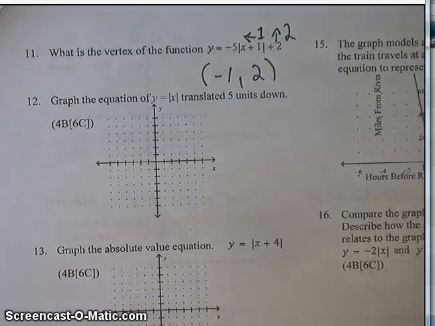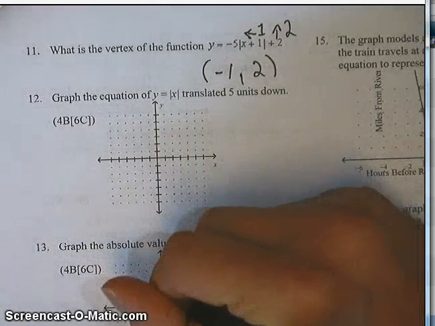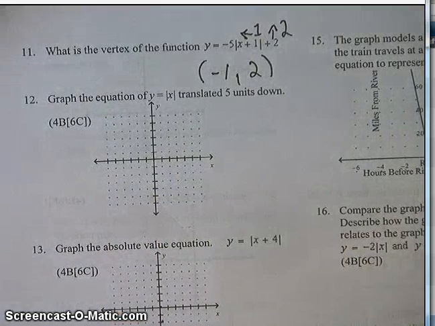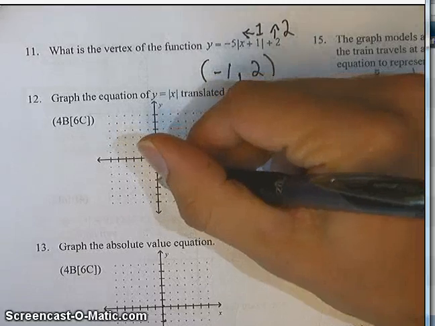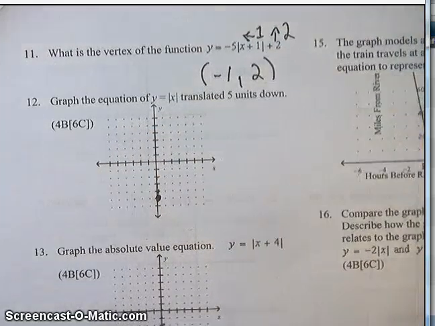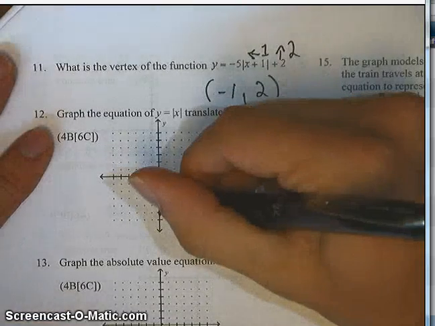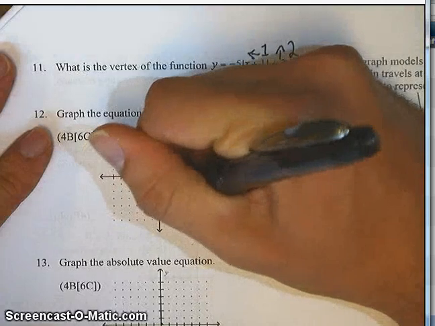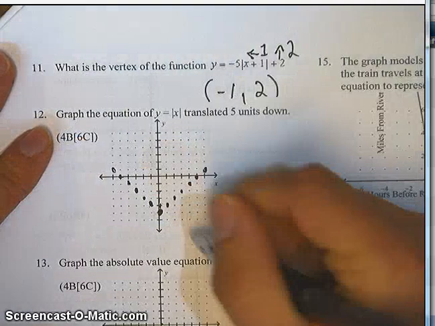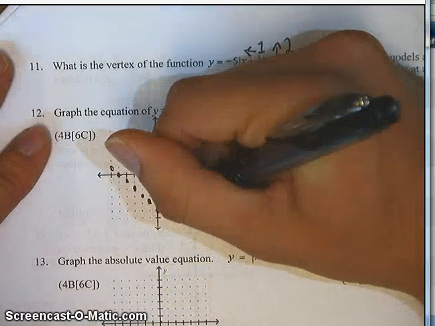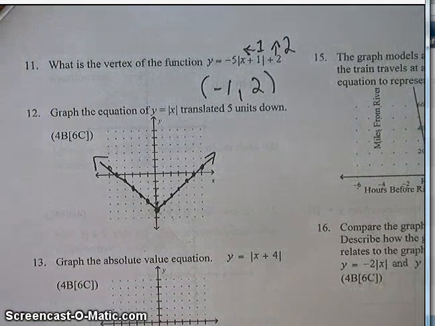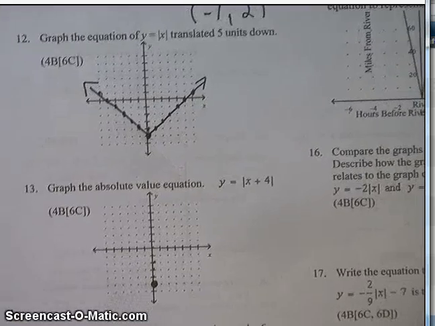Graph the function of the equation y equals absolute value of x translated 5 units down. So instead of starting at 0, 0, we're going to go down 1, 2, 3, 4, 5. And then from there, we're just going to go up 1 over 1, up 1 over 1 as many times as we can in both directions. And we get a graph that looks like this. It's just that simple.